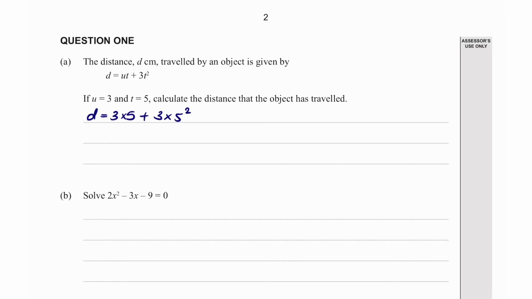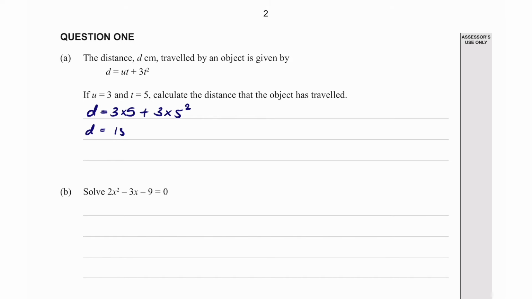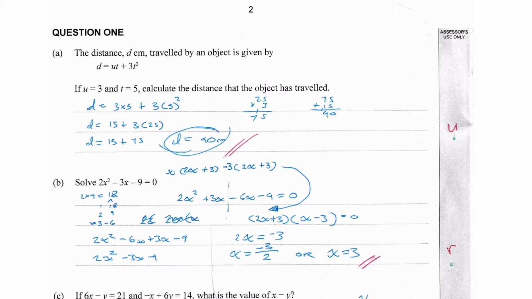Now I can simplify this down, so d is equal to 3 times 5, which is 15, added with 3 times 25. We know 3 times 25 is 75, so we've got 75 plus 15, and that's equal to 90. Now we need to write down the units. It is in centimeters, so our final answer is 90 centimeters. So it looks like I didn't have any problems there. We just simply did the substitution and then simplified down to get 90 centimeters.